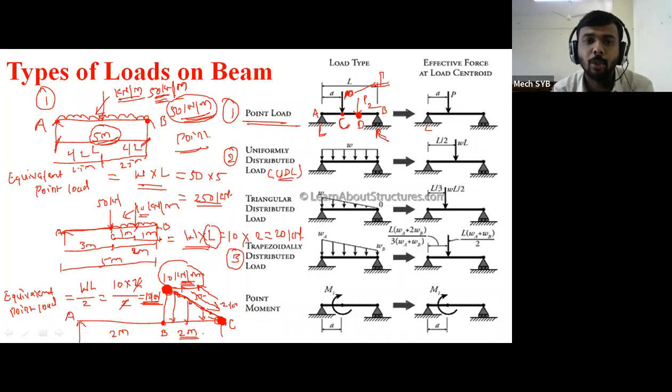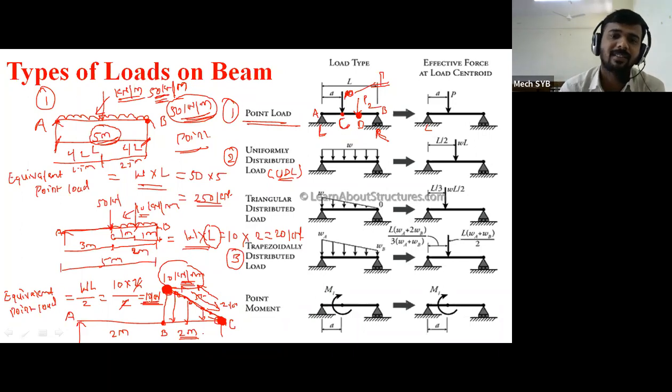Because that kilonewton per meter value we cannot take as it is in the further calculation. It may be UDL, it may be UVL. So we need to convert that UDL into point load by using the formula. For the UDL, equivalent point load is equal to W into length, and for UVL, equivalent point load is equal to W into L divided by 2. Okay, this is the point load converted.